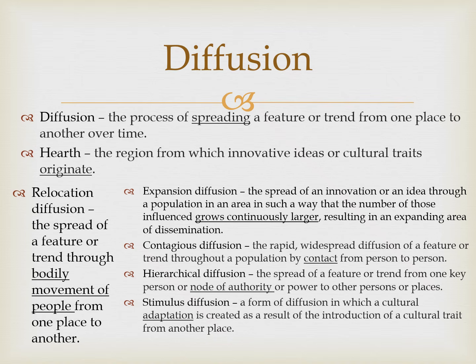You may have noticed that I didn't provide any examples for expansion diffusion. That's because expansion diffusion is when something spreads while increasing to new people, but it doesn't explain how it spreads. Contagious, hierarchical, and stimulus describe how it expands. So those are more specific ways to describe how it is spreading and expanding.